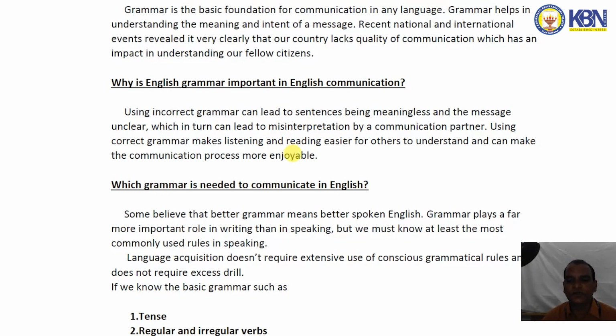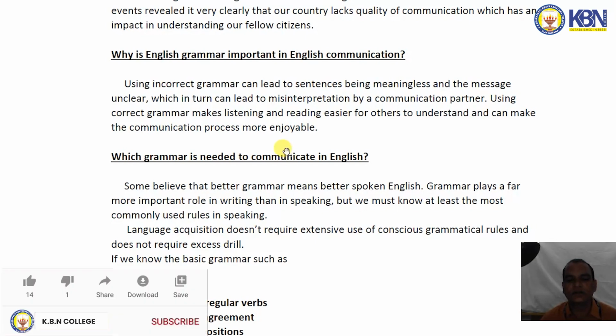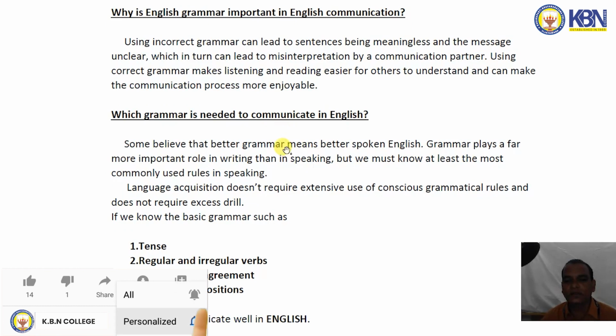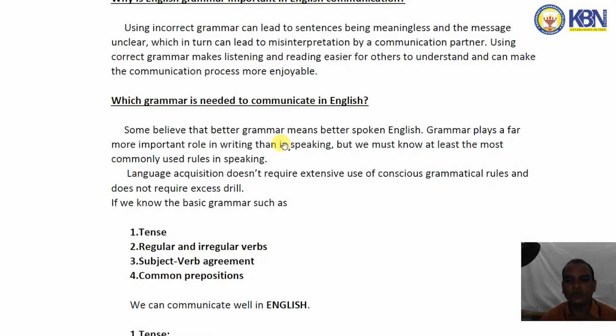But we must know at least the most commonly used rules in speaking. Language acquisition does not require extensive use of conscious grammatical rules and does not require excessive drill. But if you know the basic grammar, there are 4 important topics in English grammar. If you have a good acquaintance with these topics, definitely we can communicate well with our partner.